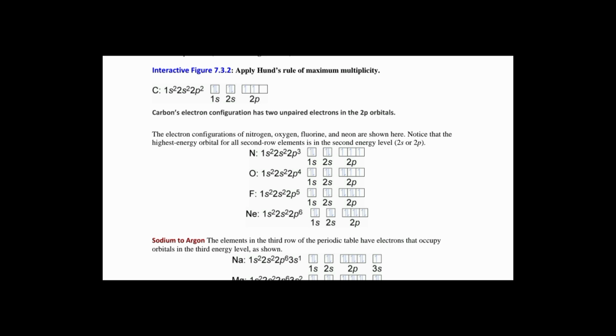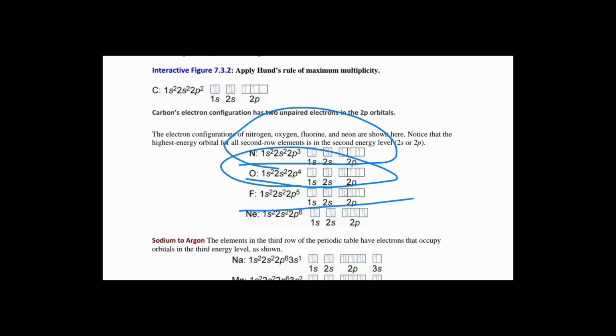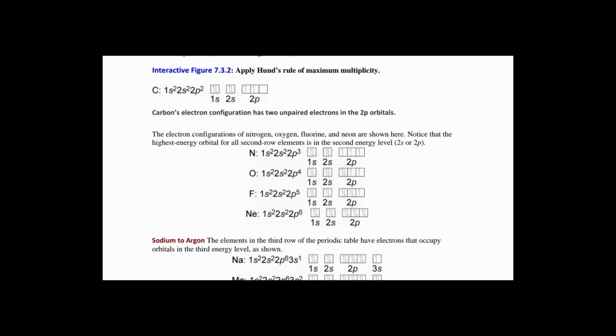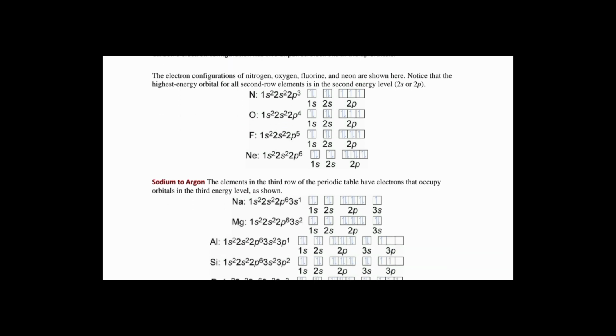You can see nitrogen also follows this rule, and oxygen is also following the rule. It is automatic. So if you have empty orbitals and you have electrons, you have to fill the other orbitals as well. You don't say I will fill only one orbital completely.